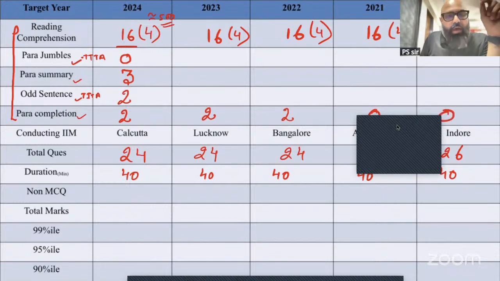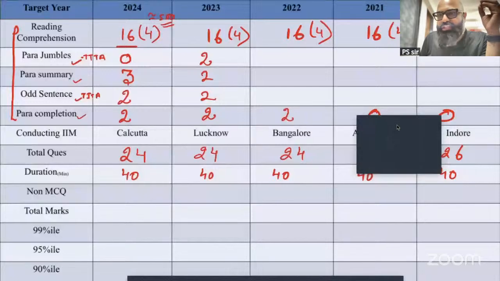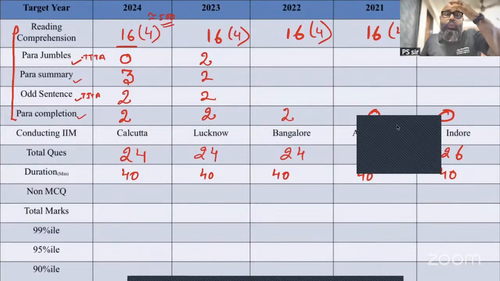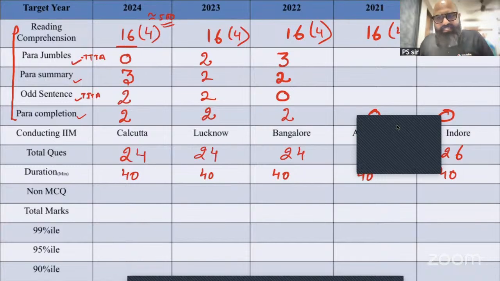Okay. Now if I talk about 2023, you have 2 each of para jumbles, para summary, odd sentence and para completion. And if I talk about 2022, if you see, there were no odd sentences here. Instead there were 3 para jumbles, and you have 2 para summary. So these are minute changes that you see as far as verbal ability is concerned. The rest of the things more or less remain the same.